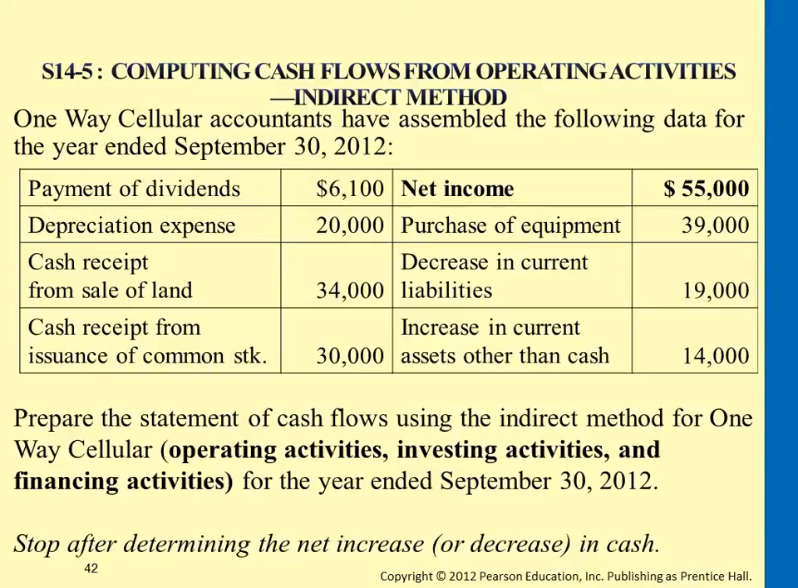Okay, what are the operating activities here? How many of them? Three? Which one is the first one you will list? Depreciation, and specifically we would add it or subtract it? Add it. Add 20,000 to 55,000. What else? Increase in current assets other than cash, $14,000. We would subtract 14,000. Very good. And decrease in current liabilities, $19,000. Very good.